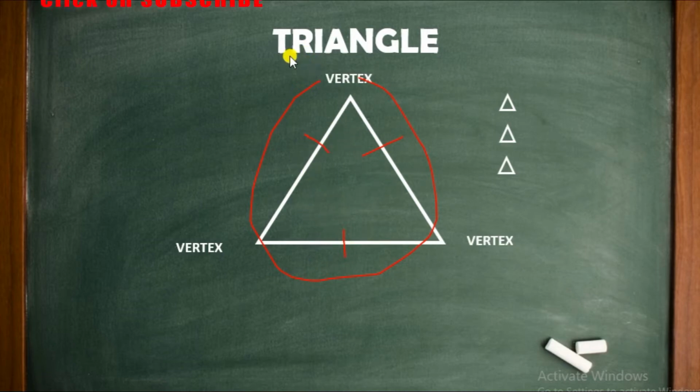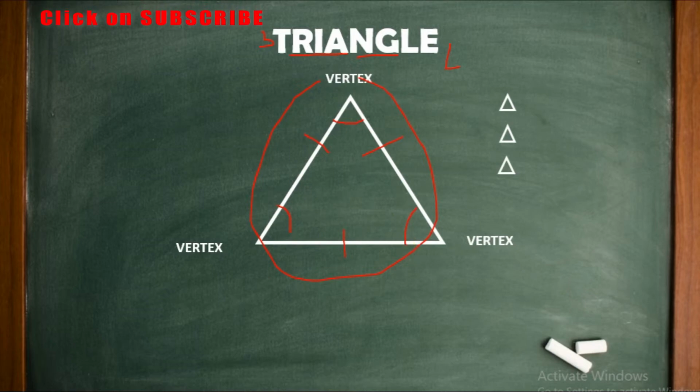Now triangle means three angle. Tri means three, and angle we know this is angle. So triangle means three angle. We can see here one angle, two angle, and three angles are there. So it is a triangle.